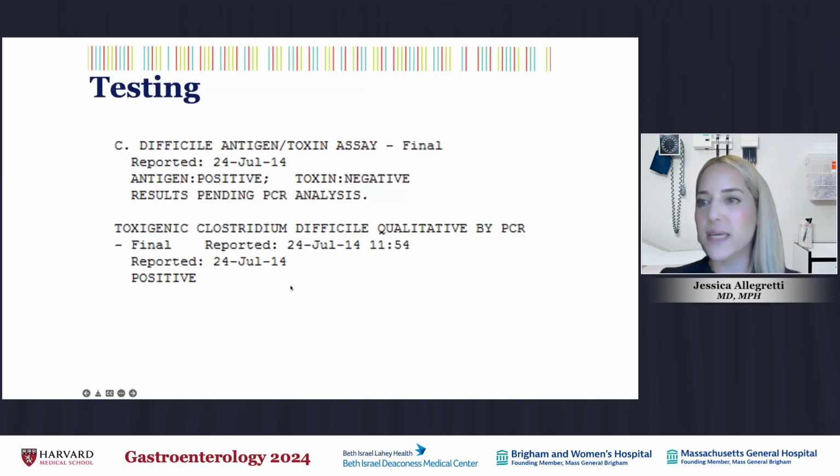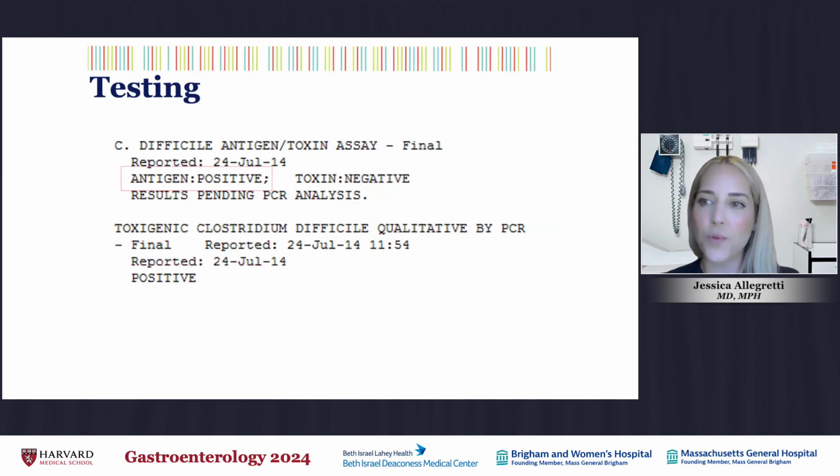Now, let's go through C. diff testing because I find this to be the more nuanced aspect of caring for these patients, because not all C. diff tests are created equal. So we're going to go through 3 of the most commonly sent tests and talk about what they actually mean.